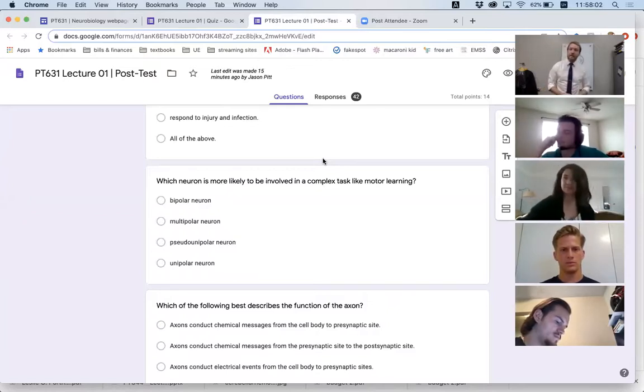So really what we're asking here is, what's the most complicated neuron? Which one can take into account the most information? Let's think about what these different neurons are going to look like.